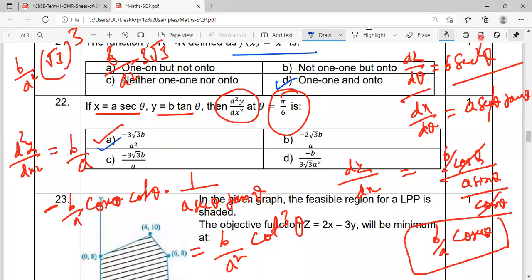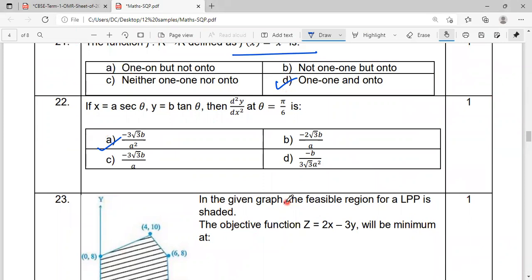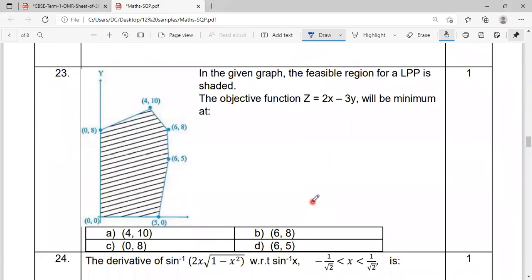Okay, so this is it. Next, the graph of the feasible region of an LPP is shaded, and the function is minimum at which point? Again, a very simple question. You simply substitute into the feasible region.